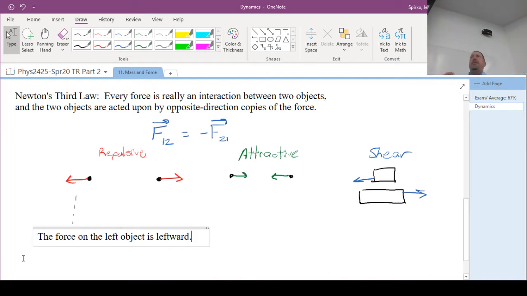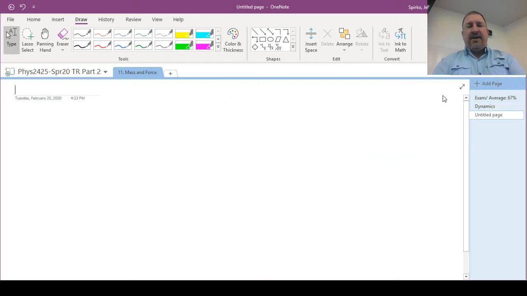So that's a little bit of the background of forces, kind of a broad introduction to forces. We really are in here to do some analysis of forces. So let's go ahead and do that.